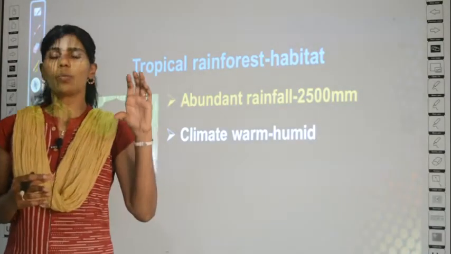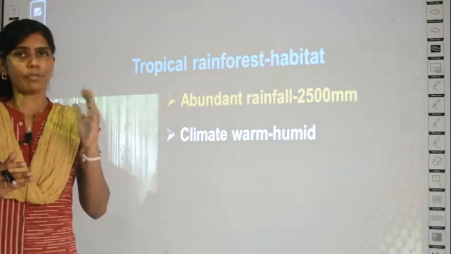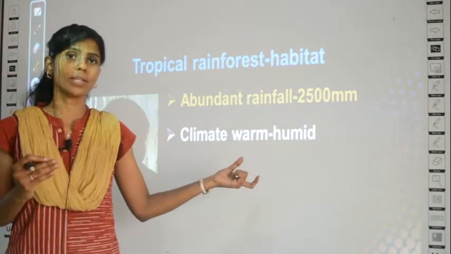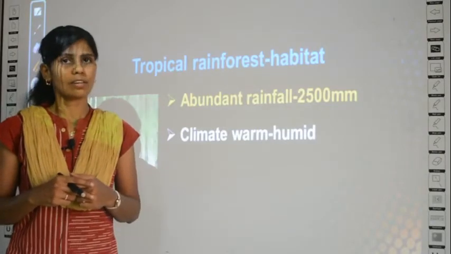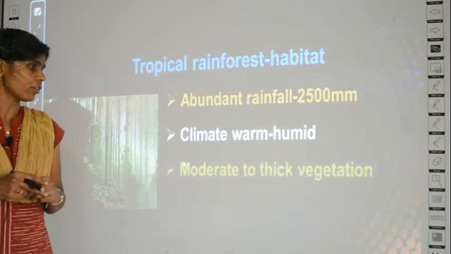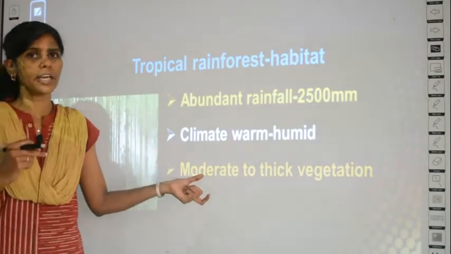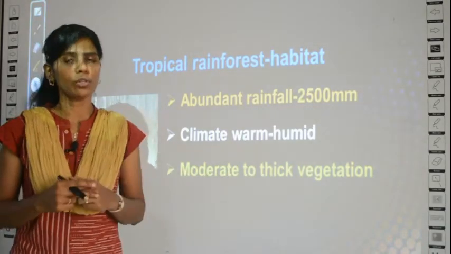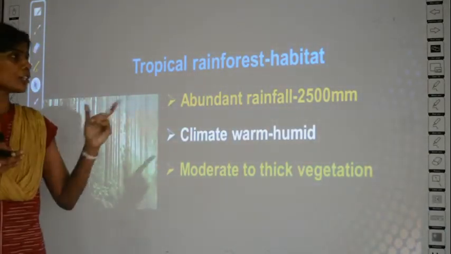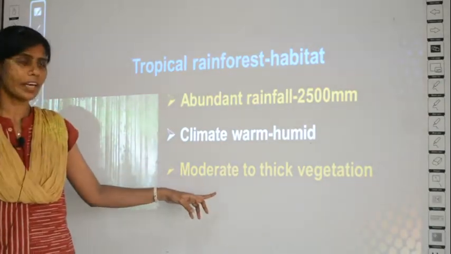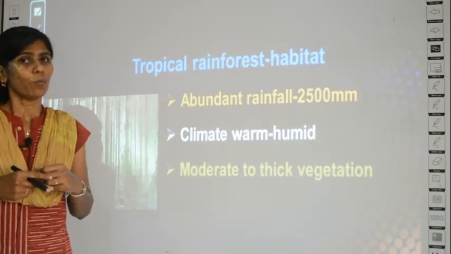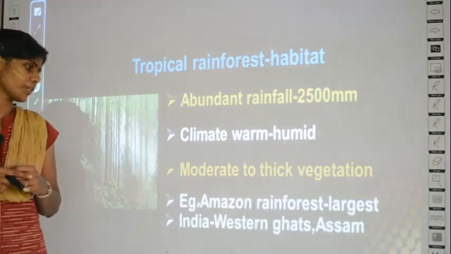Humid means the water content present in the environment is also good. There should be water, humidity should be present so that the place is not so dry. The atmosphere is humid in the tropical rainforest, and also there is moderate to thick vegetation. I told you, dense vegetation, which means so many plants you can see in the tropical rainforest. Why? Because there is good rainfall, there are good climatic conditions like warm weather and humid atmosphere.